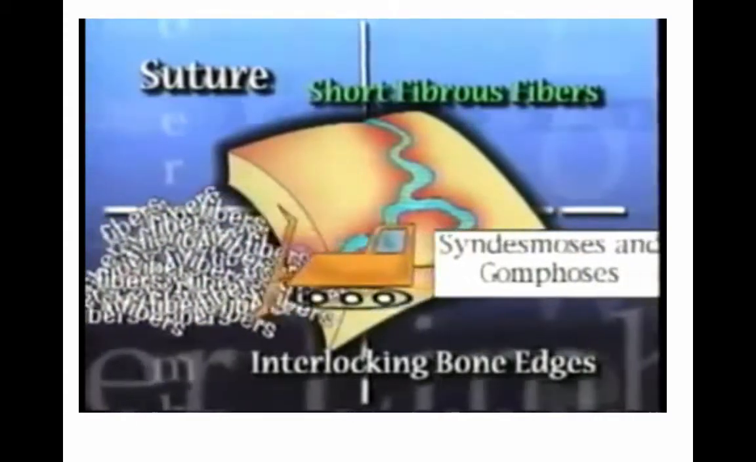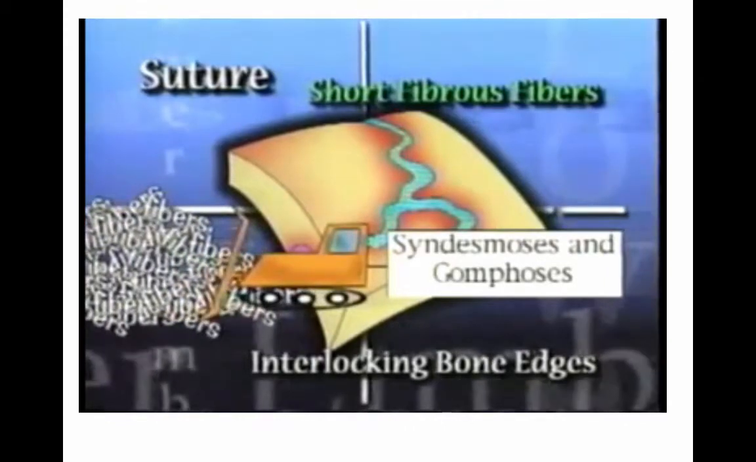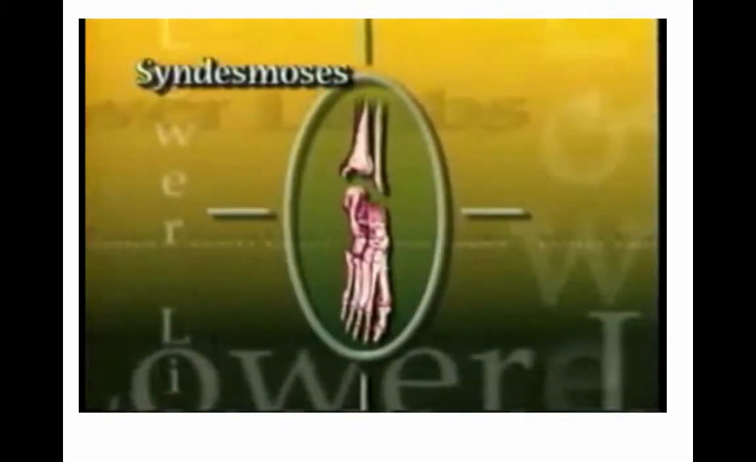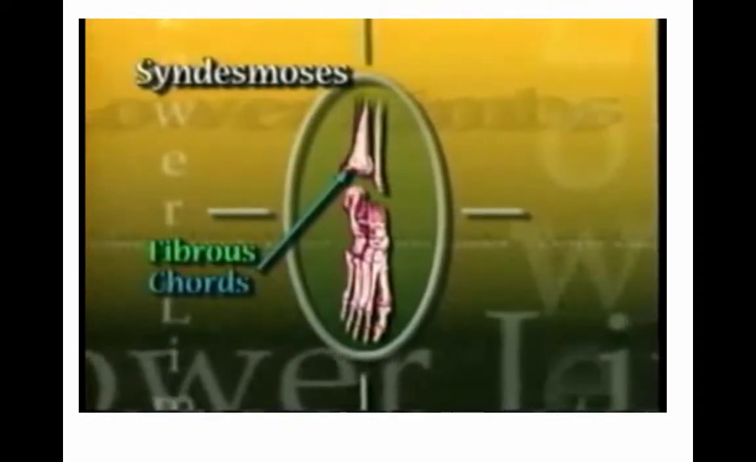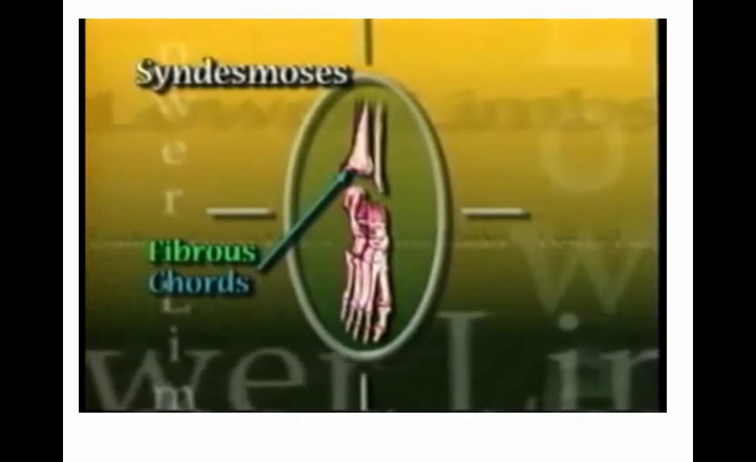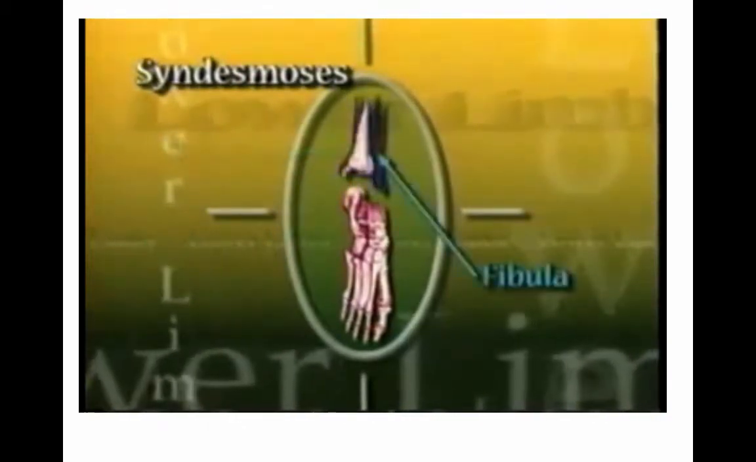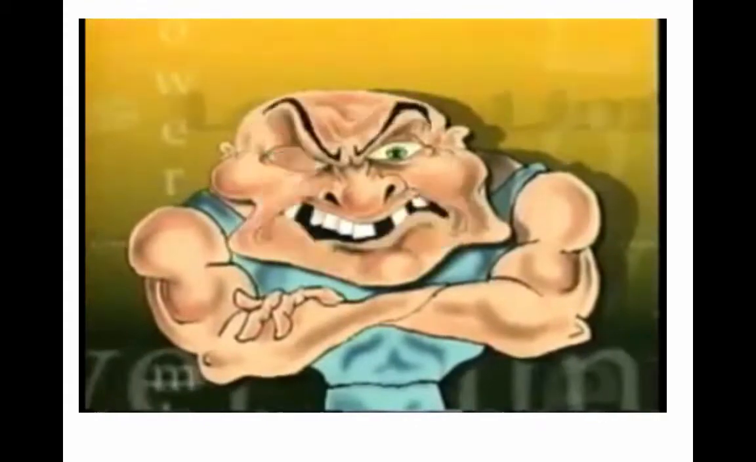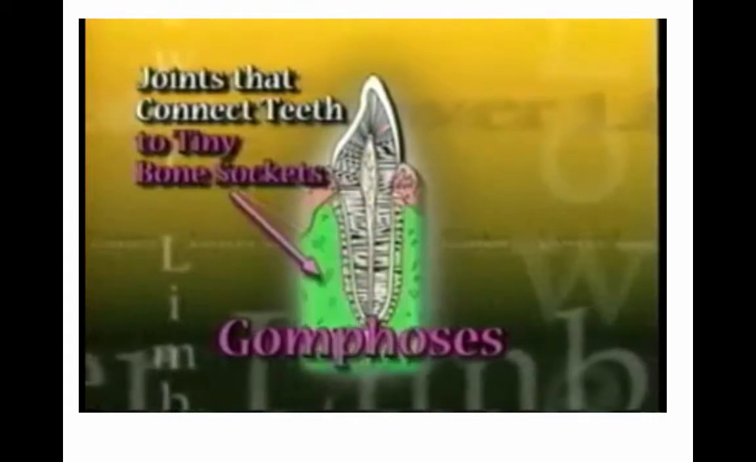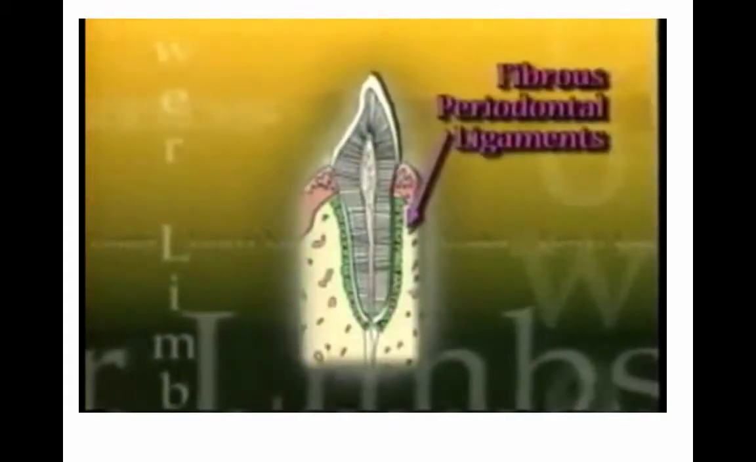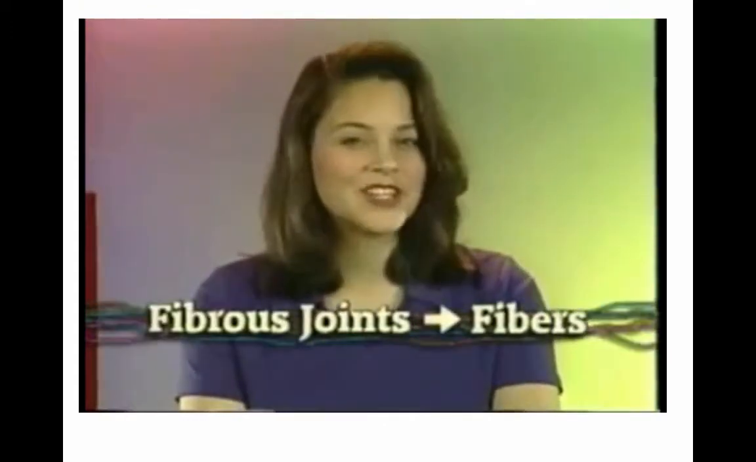Two other types of fibrous joints are syndesmoses and gomphoses. In syndesmoses, bones are connected at their joint sites by long fibrous cords or sheets. Fibrous, get it? You can find an example of this joint in the lower leg between the tibia and the fibula. Another cool fibrous joint is the gomphosis. Gomphoses are the joints that connect the teeth to their tiny bony sockets in the jaw. They are attached with fibrous periodontal ligaments. Are you catching a trend here? Fibrous joints use fibers.